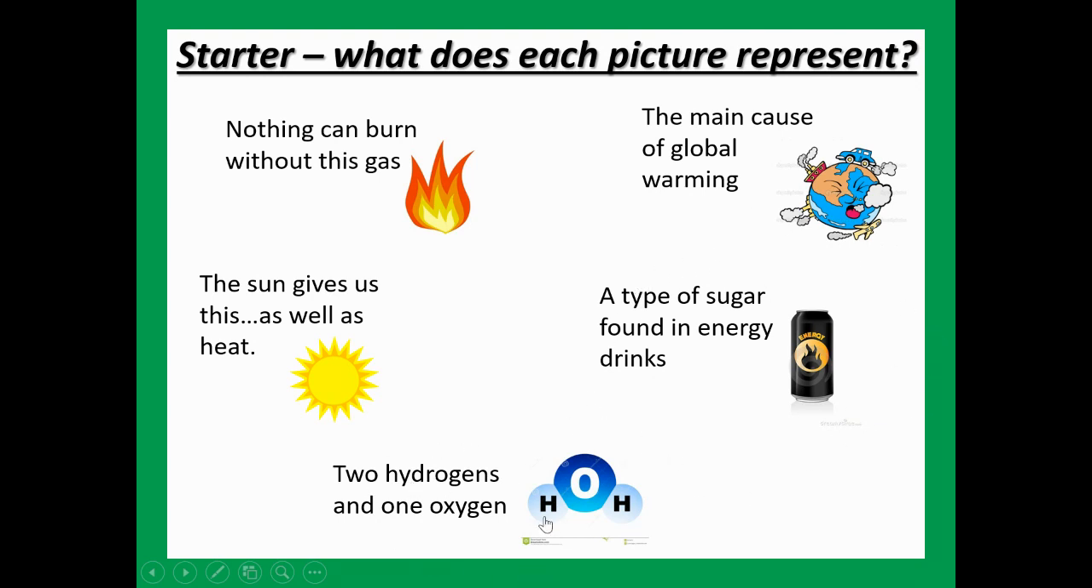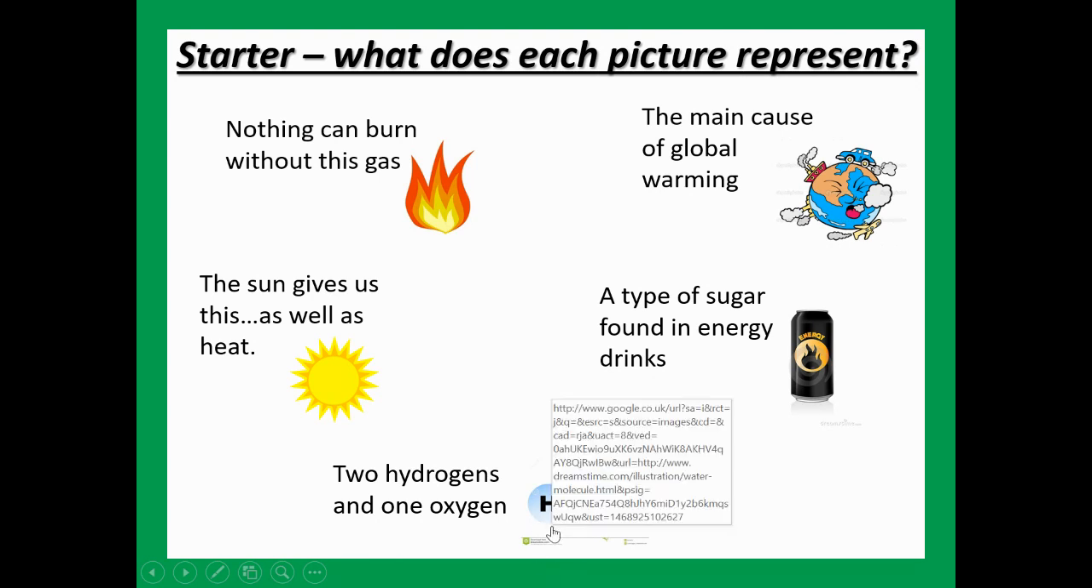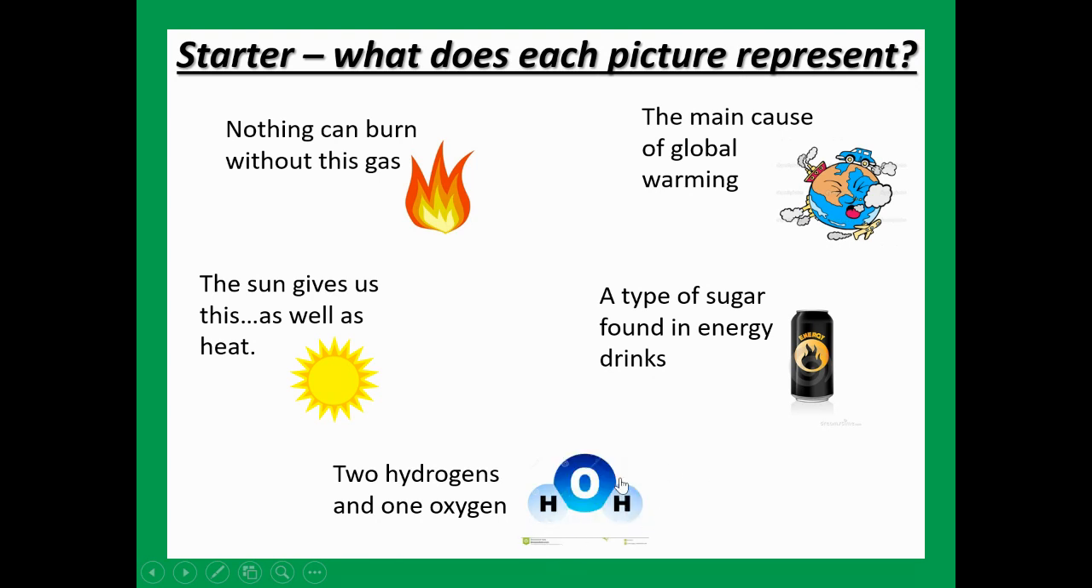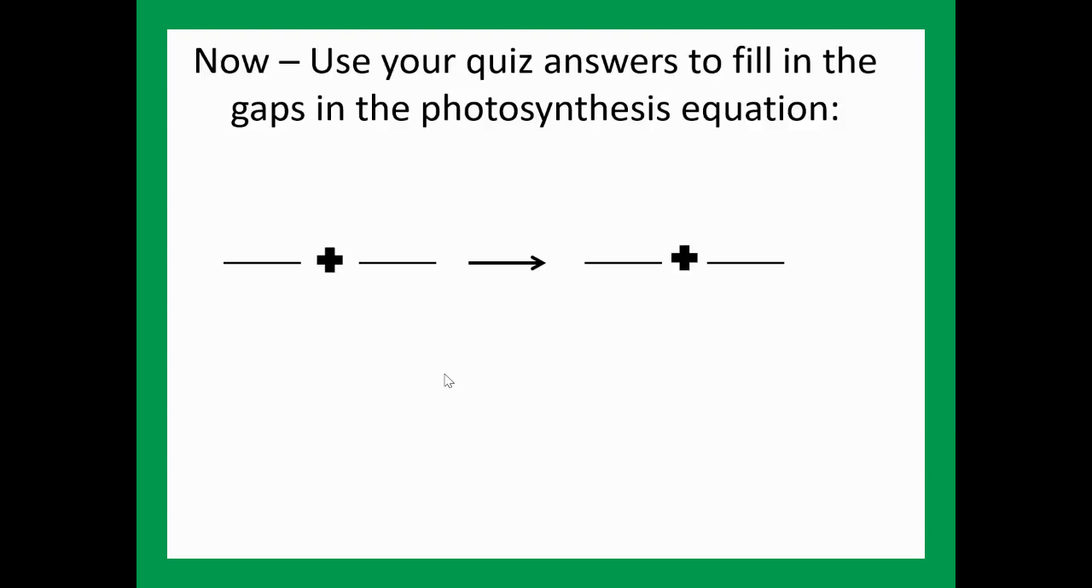2 hydrogens and 1 oxygen is H2O, also known as water. So H2 is because of the 2 hydrogens and the O for the oxygen. And the sun gives us this as well as heat. It's light. And light is important. Obviously, plants need light to survive, and that's because photosynthesis is an endothermic reaction and requires light.